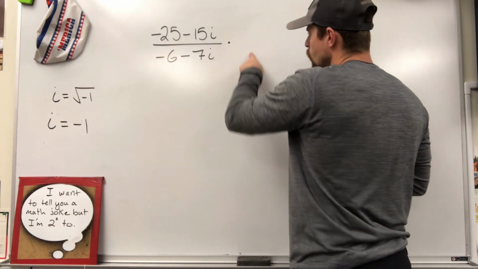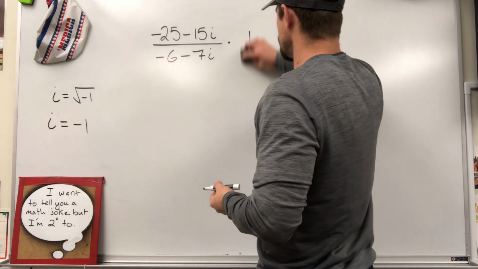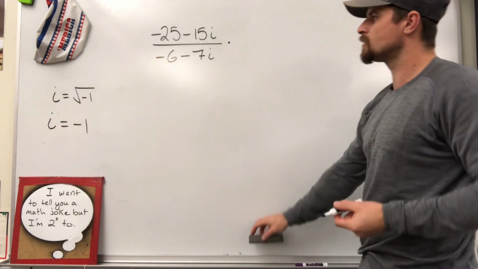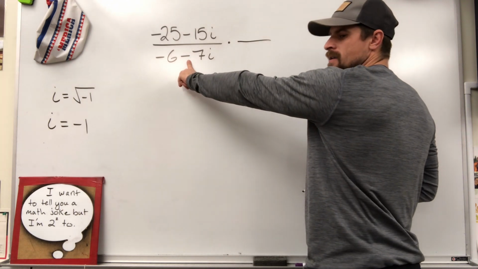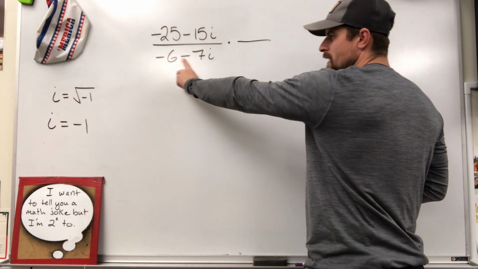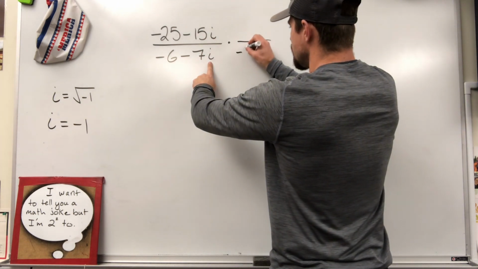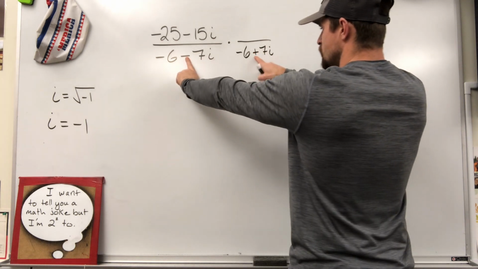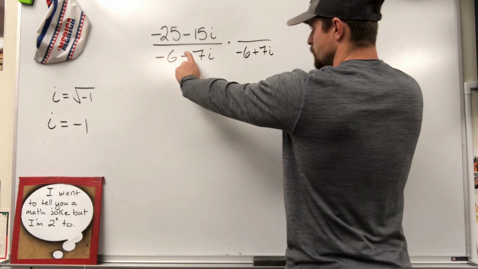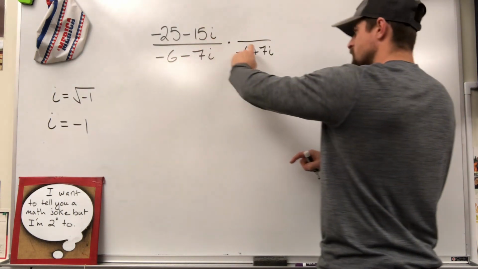We're going to multiply by 1, but we're not just going to put 1 down as a 1. We need to write it out as a fraction, and specifically we need to write it out using the conjugate of the denominator. Okay, the denominator down here, negative 6 minus 7i, the conjugate of that is just negative 6 plus 7i. Remember, the conjugate is just the opposite sign. So if it says minus, your conjugate's going to say plus.